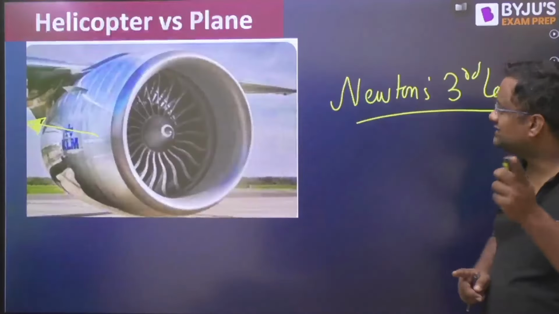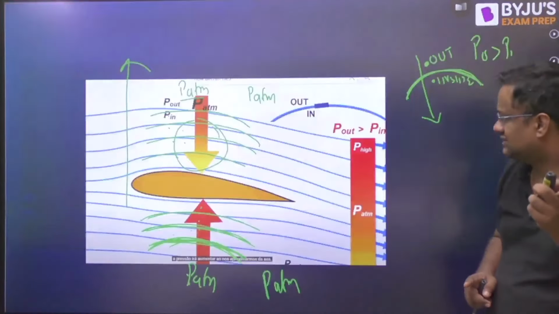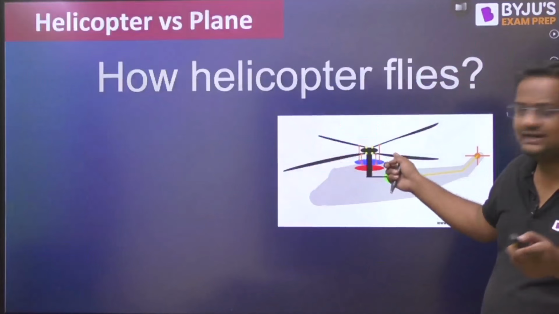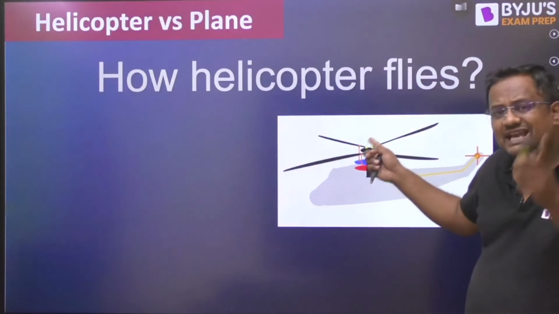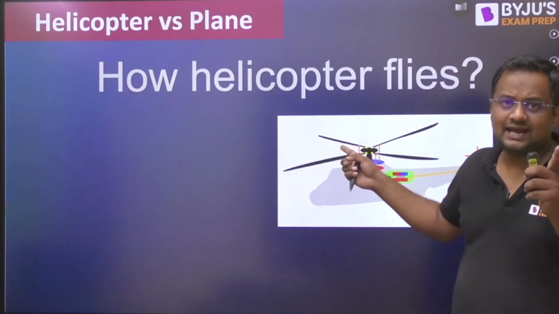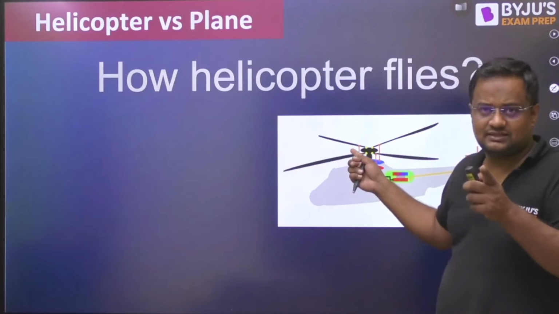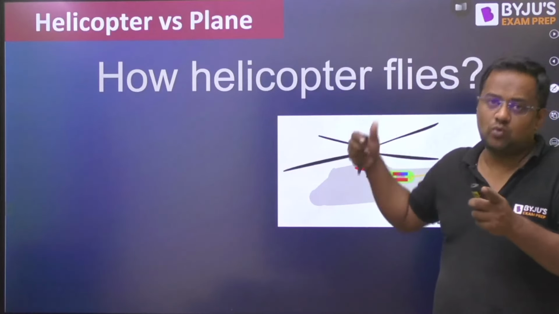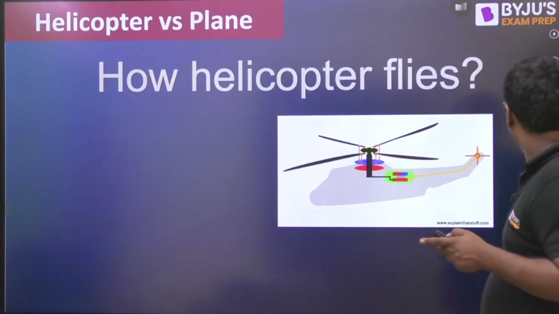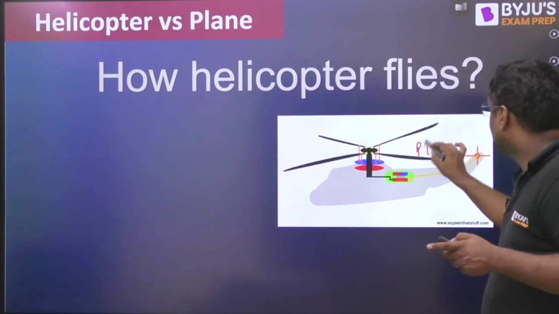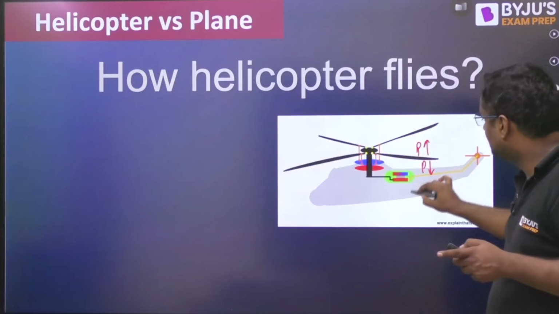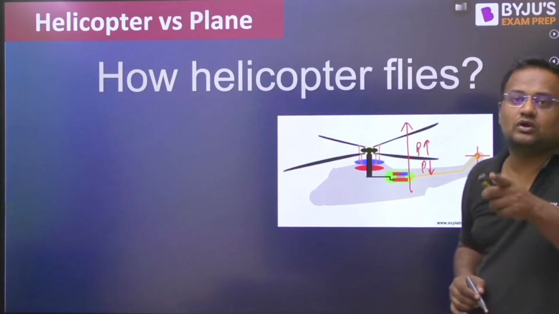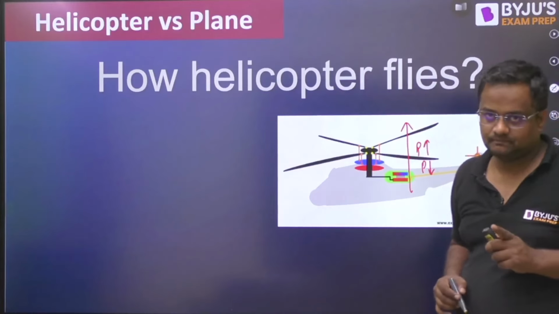Okay. Now, guys, helicopter is no different. Same here. The blades have the same concept, that the streamlines are like this, that on one side the pressure is more, okay, here the pressure is more, here the pressure is less, and there is a lift. Why is pressure more or less? Due to that airfoil shape.